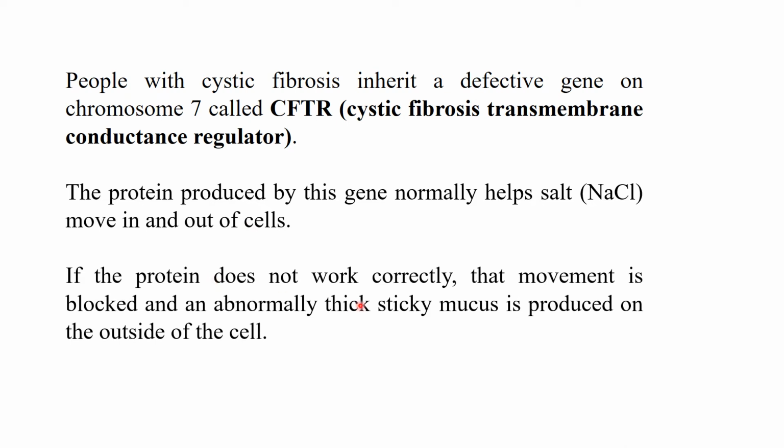If the protein does not work correctly, if the protein is abnormal, or if a mutation in this gene occurs, then the movement is blocked and abnormal, thick sticky mucus is produced on the outside of the cell. When the protein is damaged or abnormal, there is no movement of the chloride ions and thick mucus is produced on the surface of the cell, and this thick mucus leads to cystic fibrosis.